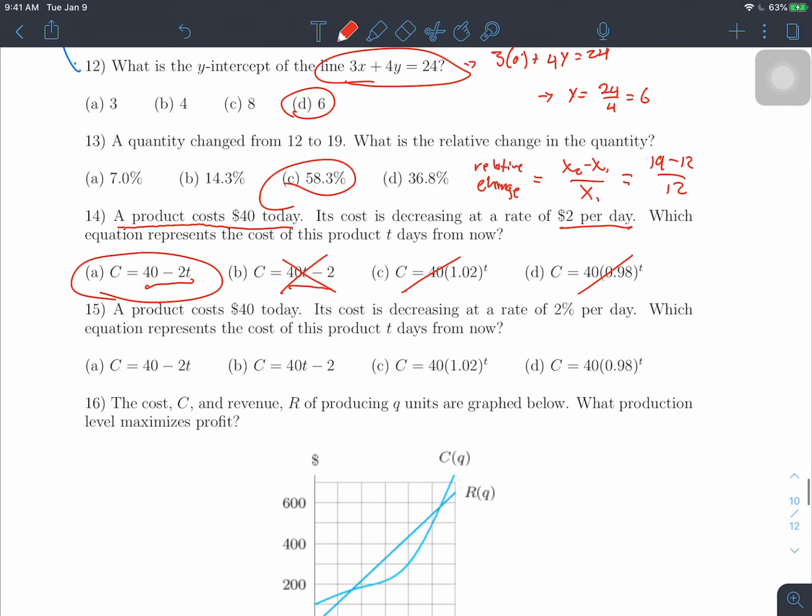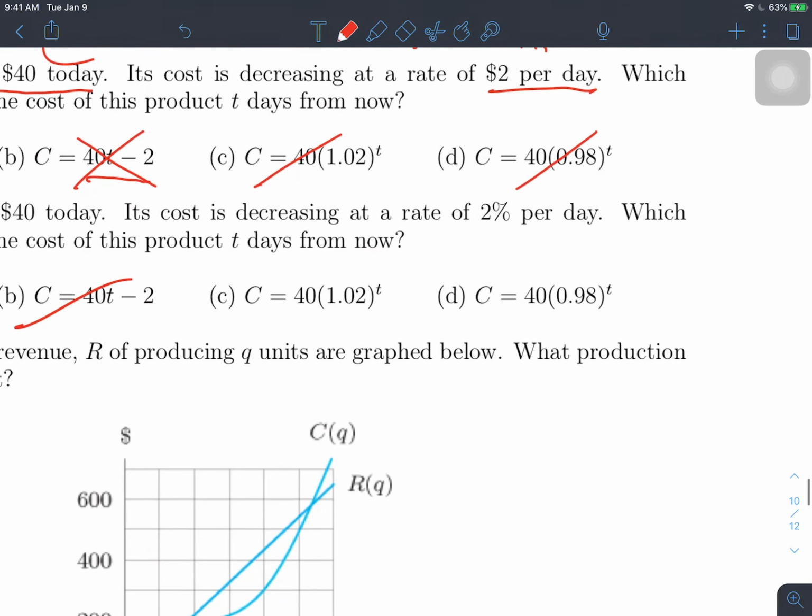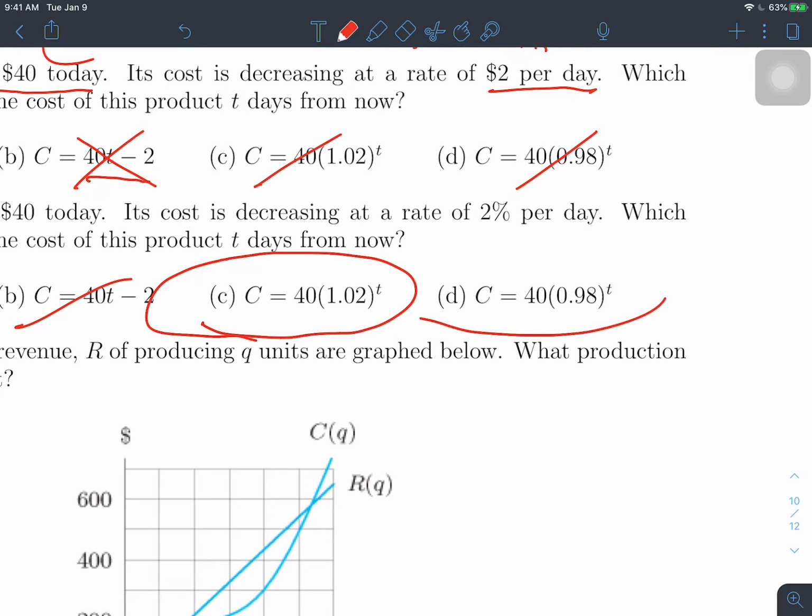Okay, now we have a product which costs $40 today and its cost is decreasing at a rate of 2% per day. So which equation represents the cost of this product t days from now? Since we know that we're decreasing at a rate of 2% per day, this is a variable rate of change, okay? So the rate of change is not constant, which means that I can eliminate any linear equations as possibilities. Now the question is, should we have C or D here?